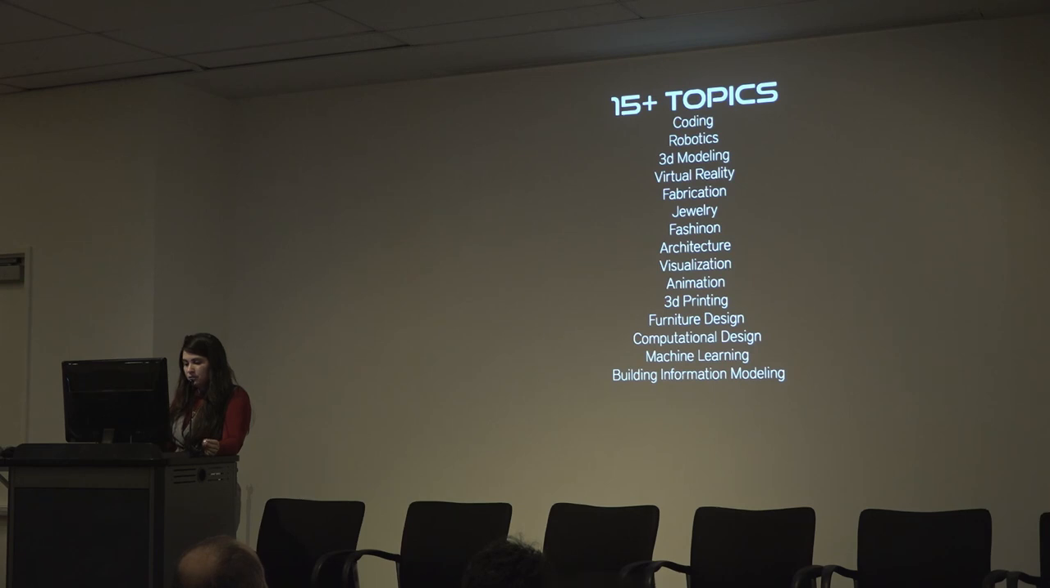We also work with more than 15 topics which have to do not only with architecture, but any other kind of design. The skills that you learn here in school are not applicable only in the architectural field, and parametric design makes that possible. So what we explore is jewelry design, fabrication, visualization, animation, machine learning, and BIM. So again, everything that students are eager to learn.